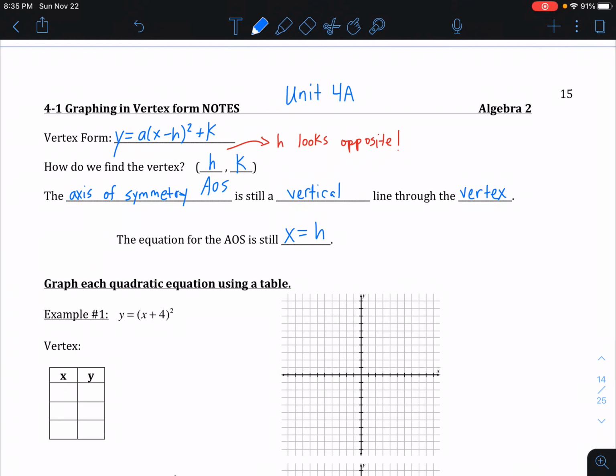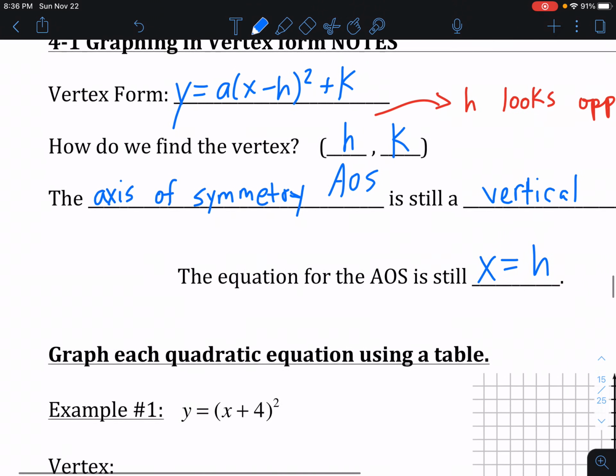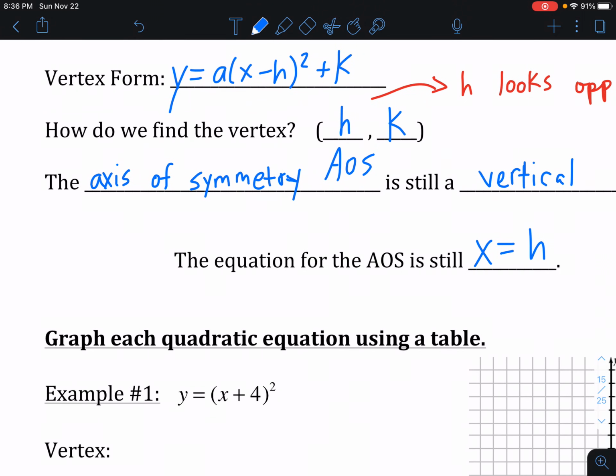Today we're going to be focusing on graphing quadratics in vertex form. We're going to be graphing parabolas again today, continuing on in Unit 4A. Now we're going to be focusing in on this much easier form today. It's y, the vertex form, y equals a times the difference of x minus h squared plus k.